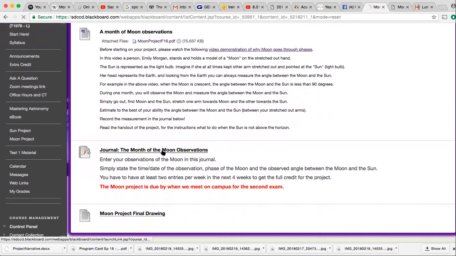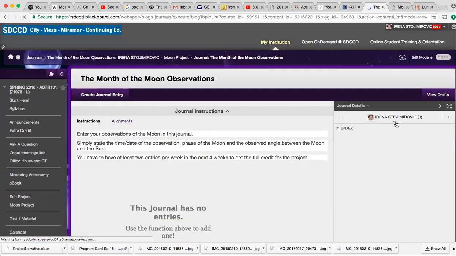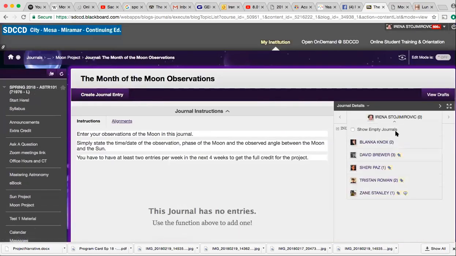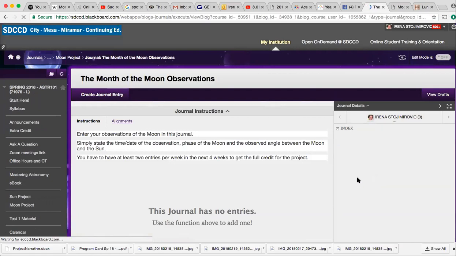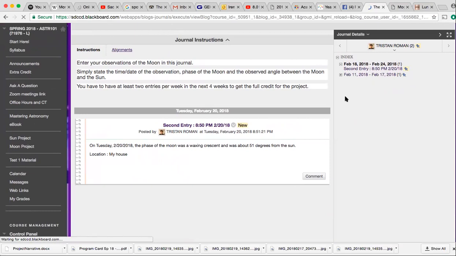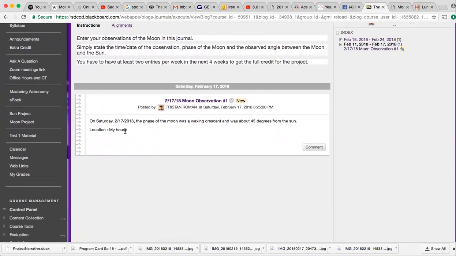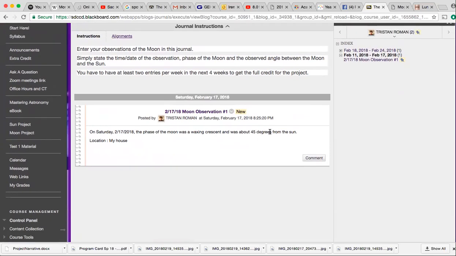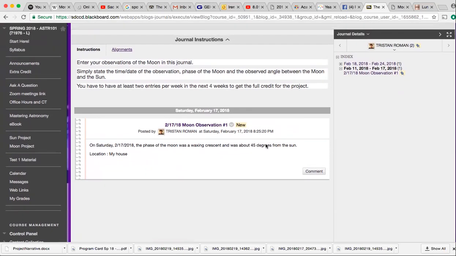Can I take a look at your journal? Oh yeah, sure. Please. That'd be awesome. Well, actually, there are 5 of you that are doing the moon project. So let's say the first week. You said the phase of the moon was waxing crescent and was about 45 degrees from the sun. And how did you measure this? With the hand signals, I guess. Pointing one arm or a hand at the moon, and then the other one at the sun, and then just trying to get the angle between them.